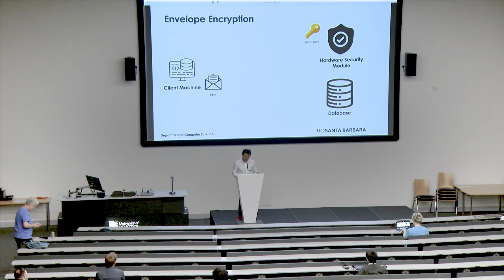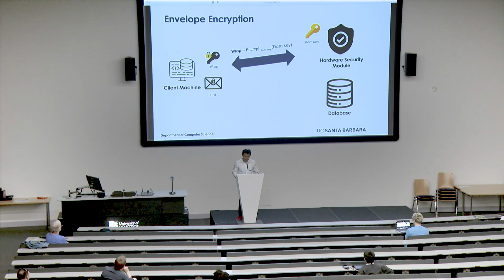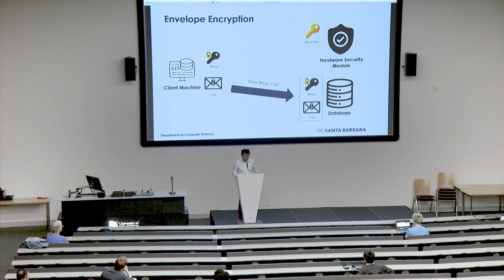Let's first start with an industry standard method of storing data in the cloud called envelope encryption. Envelope encryption is a two-level encryption scheme where a root key on a hardware security module encrypts a data key, and a data key encrypts a plaintext data. A client machine can securely store data in the cloud by generating a data key, encrypting the plaintext with the data key into a ciphertext, and communicating with the hardware security module to encrypt the data key with the root key into a wrap. Finally, the wrap and ciphertext are stored onto the database.